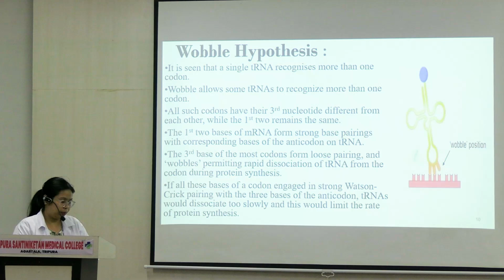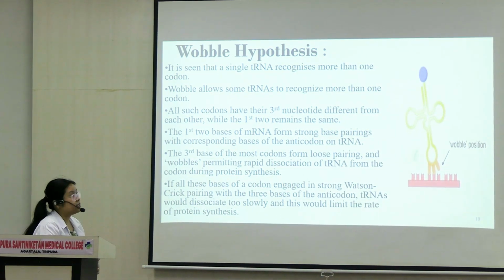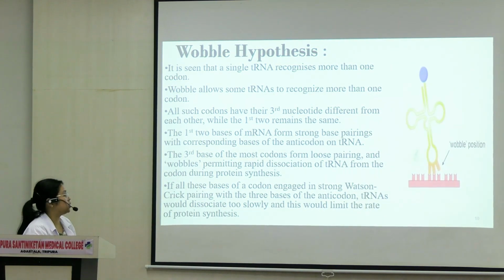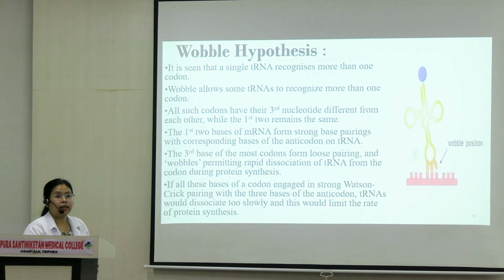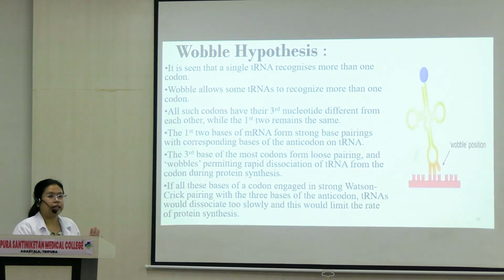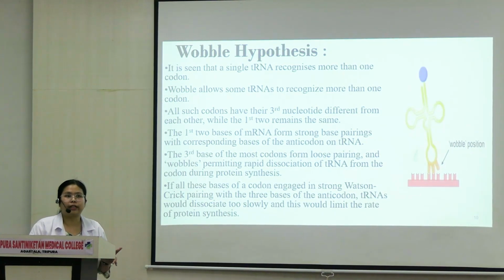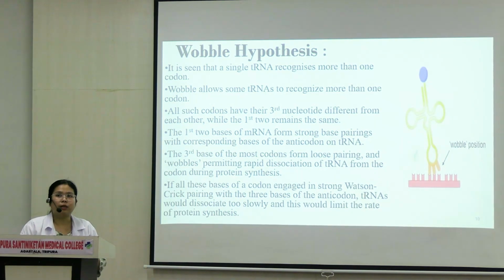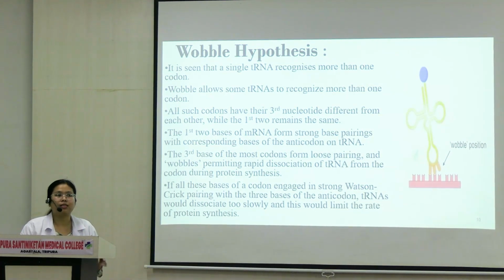There is something called the Wobble hypothesis. What is it? Like I said, a single tRNA recognizes more than one codon, and how it happens is explained by this Wobble hypothesis. Each codon is represented by 3 nucleotides, right? So what this hypothesis says is that the first and second nucleotide of each codon are similar in structure, they are the same, and the third base or the third nucleotide is different.